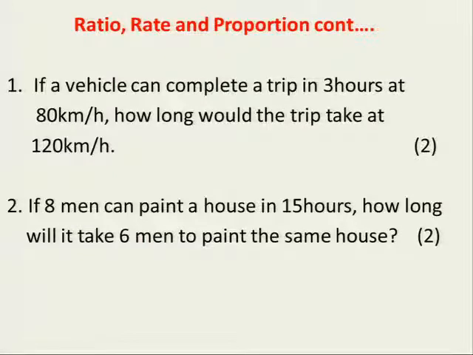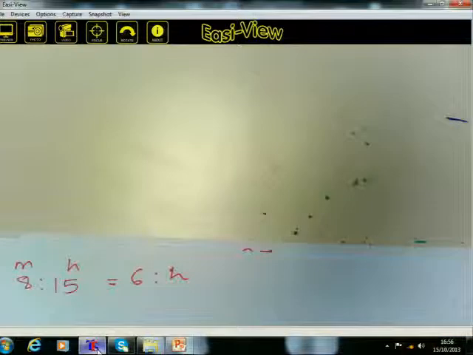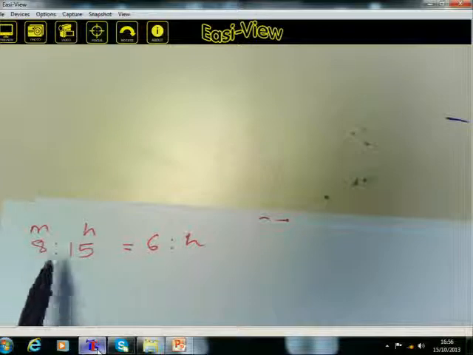We have 8 men and they're working 15 hours. This will be the men, the hours. And then on the other side we have 6 men. We don't know how many hours they'll be working. Let's see how long they'll be working. We're having men times hours equals men times hours. So we have 8 men working for 15 hours. How long will 6 men work for? Again remember, when one quantity increases, the other one decreases, or vice versa.